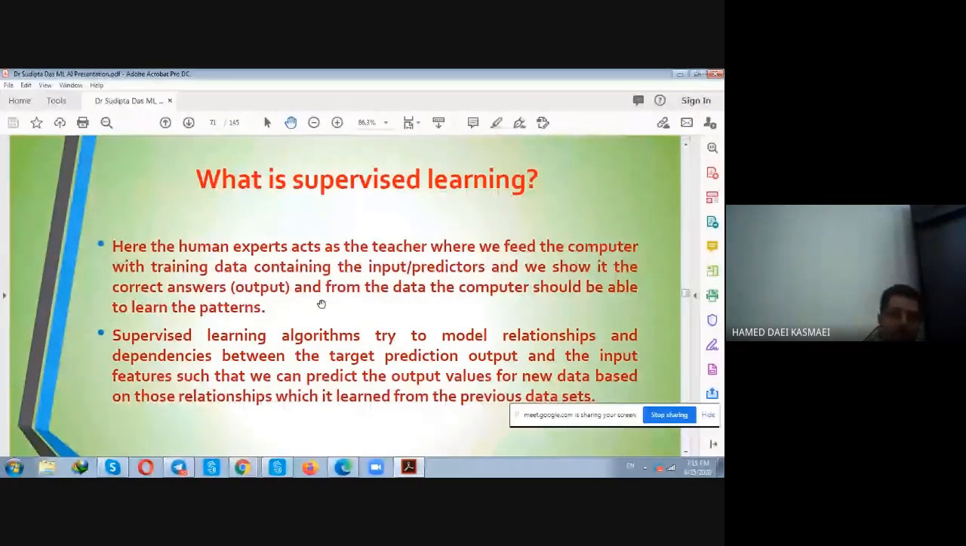So in fact, you have some previous data sets, you have some data about that, you have a prediction about them, and you teach the machine, based on supervised learning, to act based on this information that you have, to predict the output values.